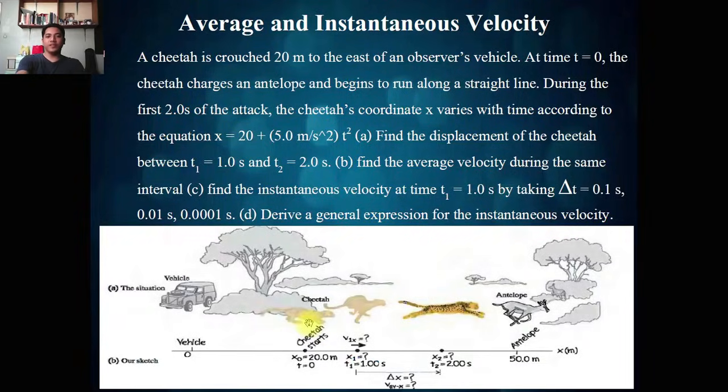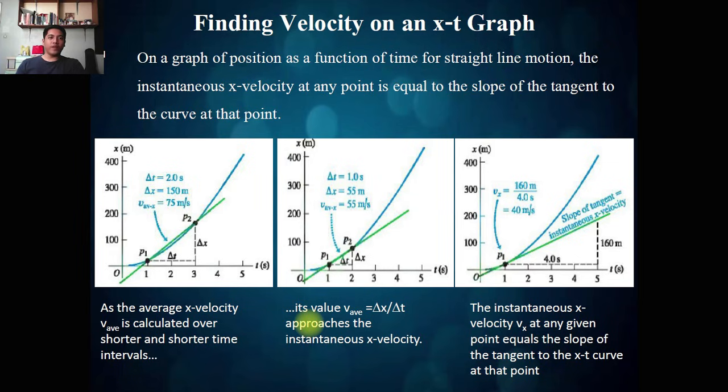Our next topic is finding the velocity on an x-t graph. Here, on a graph of position as a function of time for a straight line motion, we can label the y-axis as the distance traveled by the body or object, and the x-axis as the time it reached a certain distance.